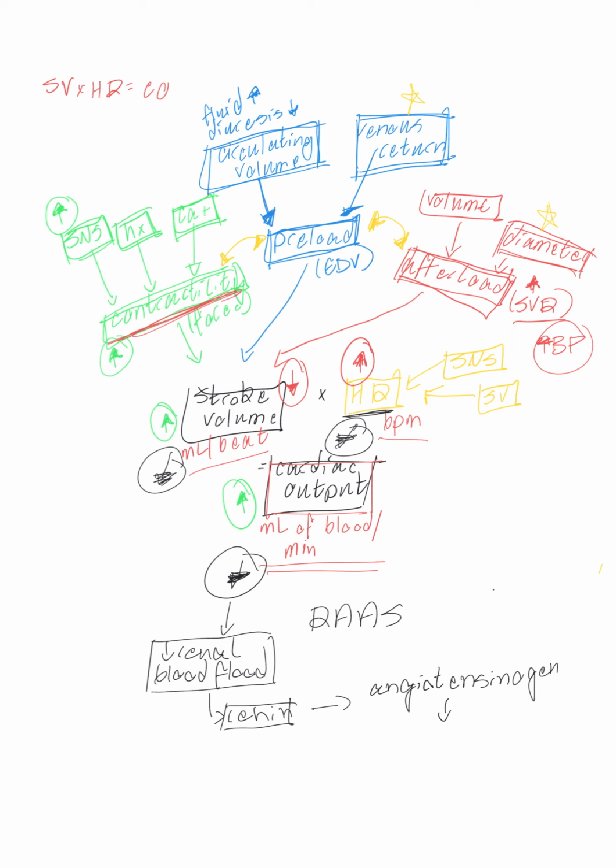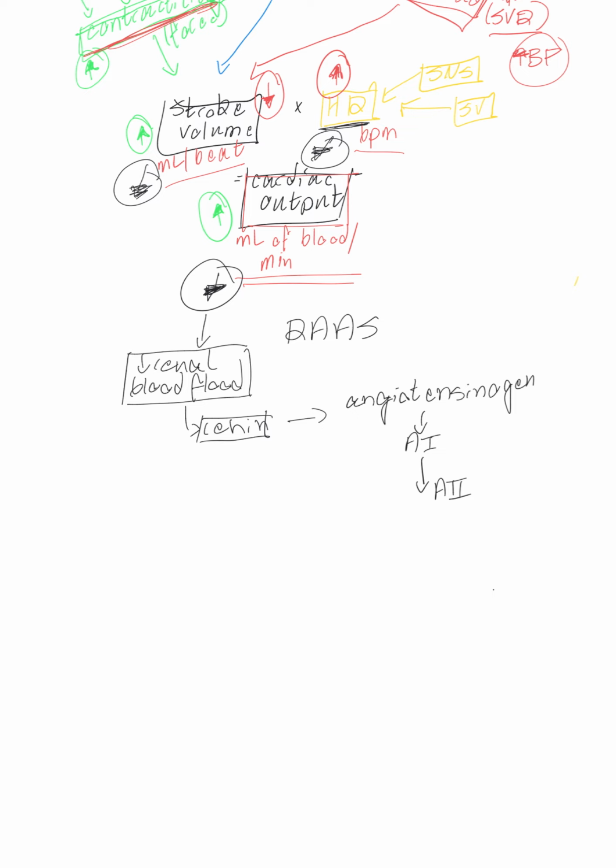Angiotensinogen turns into angiotensin 1, and that turns into angiotensin 2. What does angiotensin 2 do? Well, angiotensin 2 actually does 5 things, but there's 2 categories. So let's talk about the 5 things that it does. 1, 2, 3, 4, 5. So it activates the sympathetic nervous system.